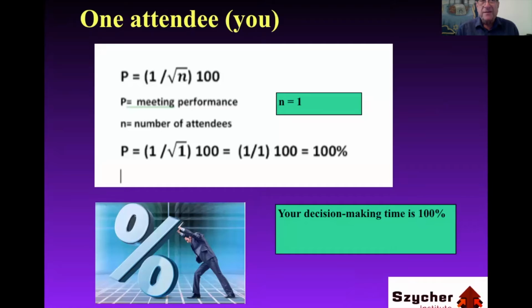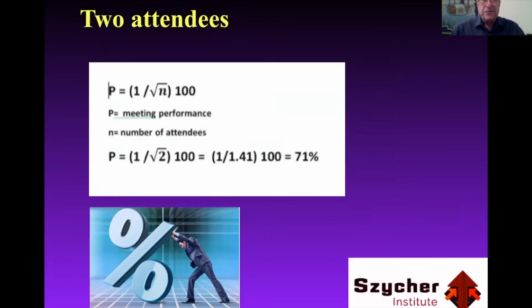So here's the equation. The equation is P, meaning performance, equals 1 divided by the square root of the number of attendees, times 100. The number of attendees, by the way, if you're the only one, it is 1. And we're multiplying by 100 so that we can get 100%. So the idea is that whatever time it takes you to make a decision by yourself, let's call that 100%. Now, let's see what happens if you add a second person in order to try to make a decision.